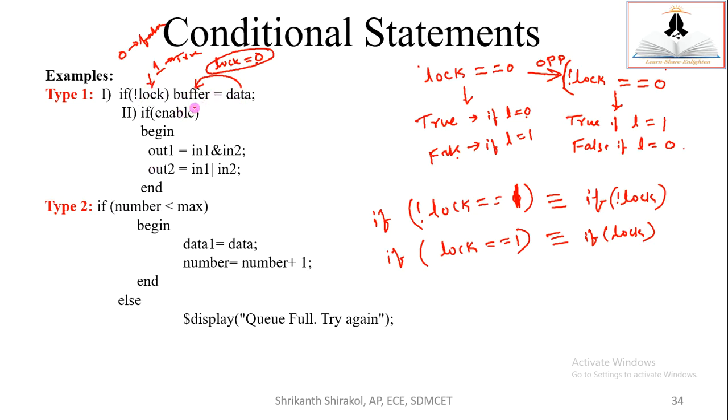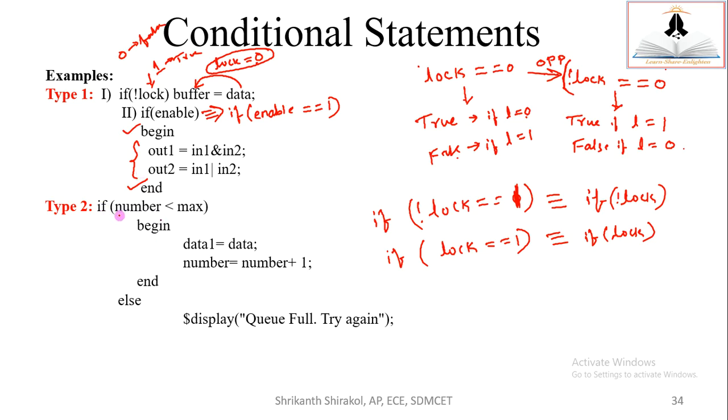Now, if enable, it is as good as writing if enable is equal to 1. That's the meaning. If enable is equal to 1, then out 1 is assigned with the ANDed operation of I in 1 and I in 2. Out 2 is assigned with the OR operation of I in 1 and I in 2. So you have multiple statements, hence you have begin and end here. I hope the things are clear.